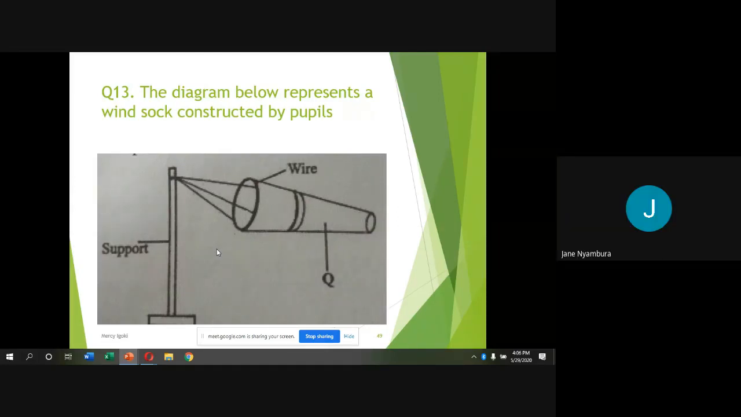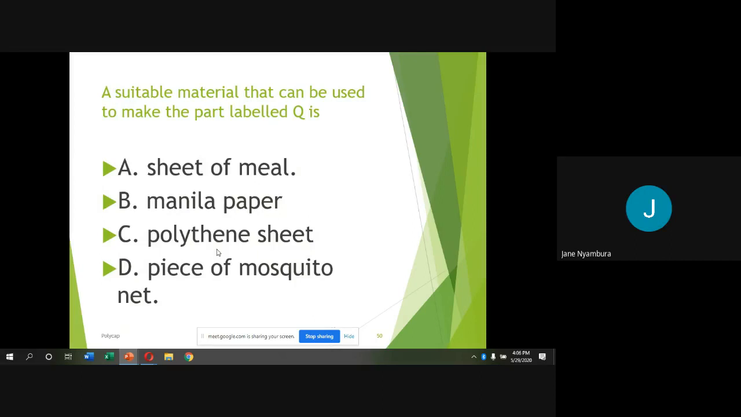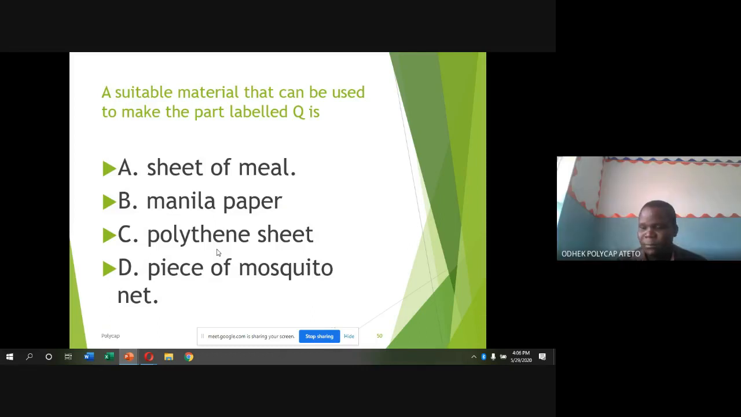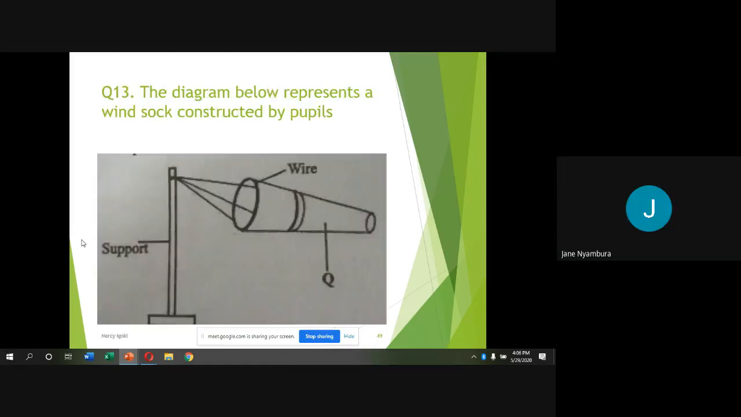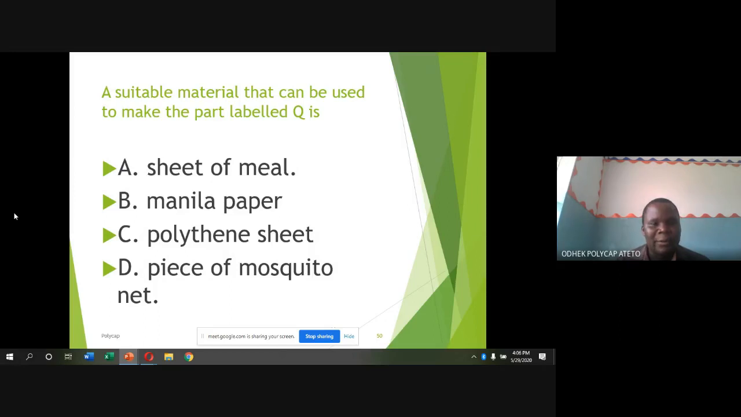The diagram below represents a windsock constructed by pupils. A suitable material that can be used to make the part labeled Q is. Could you read the choices? Polythene sheet. Why not? Sheet of metal. Why not Manila paper? Why not piece of mosquito net?